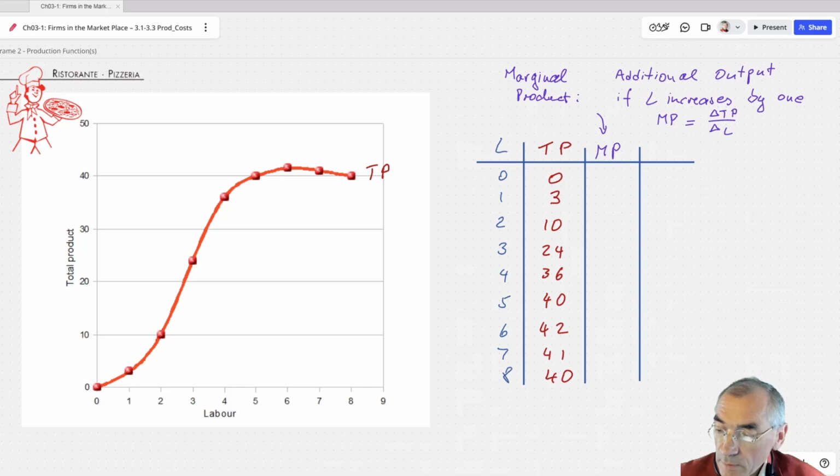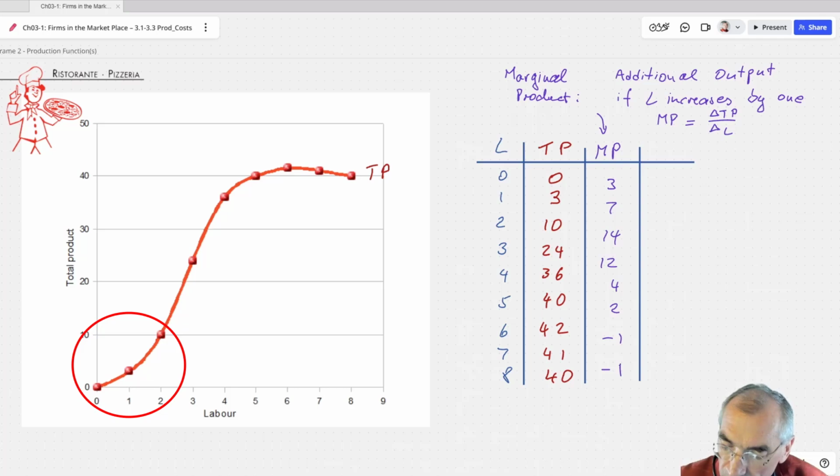And it's just the difference here. From 0 to 3, there is a change of 3. From 3 to 10, there's a change of 7, 14, 12, 4, 2, and then we come to -1, and in fact we have twice -1. That's the shape of marginal product, and we can show this in the graph.